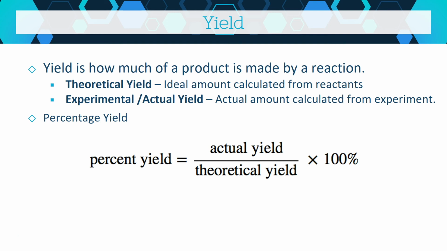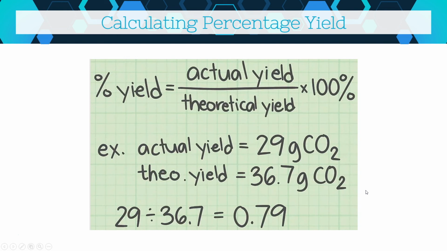And that's where you divide how much you got by how much you should have gotten and multiply it by 100. So what this looks like, for example, is if we only made 29 grams of carbon dioxide but thought we were going to make 36.7, well, we would go 29 divided by 36.7, and then we would multiply that by 100, and we would get 79%. Down the bottom there, they haven't multiplied it by 100, that's why it just says 0.79, but if you multiply that by 100, you'll get 79%.